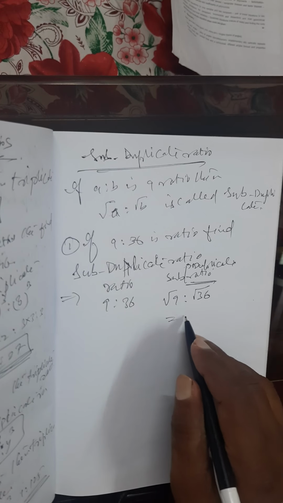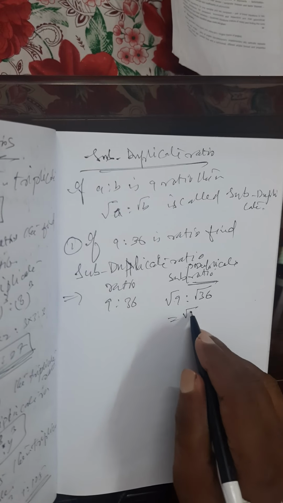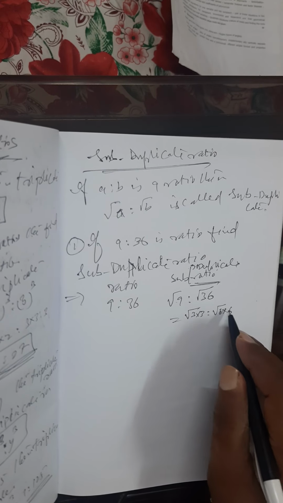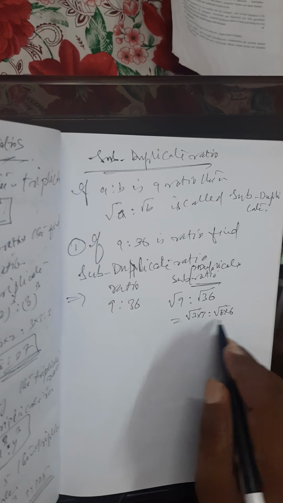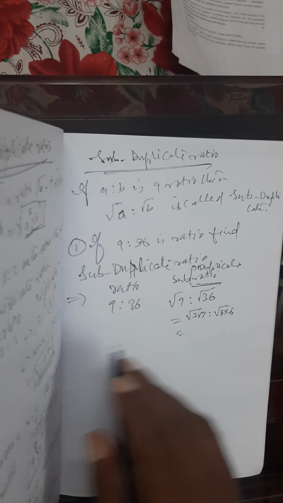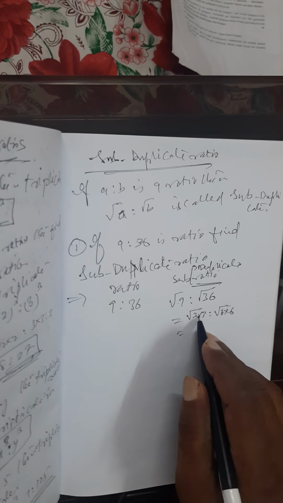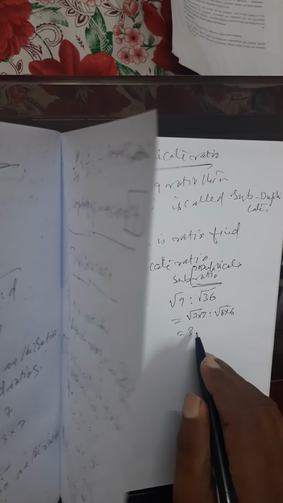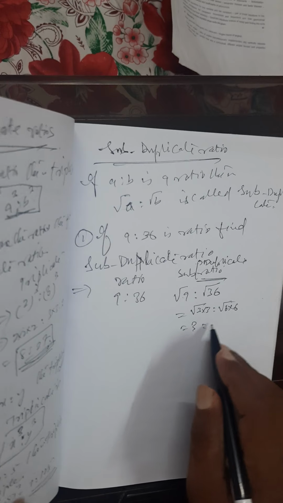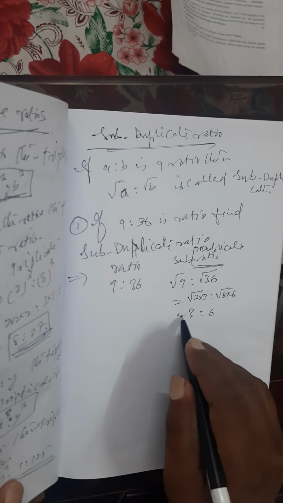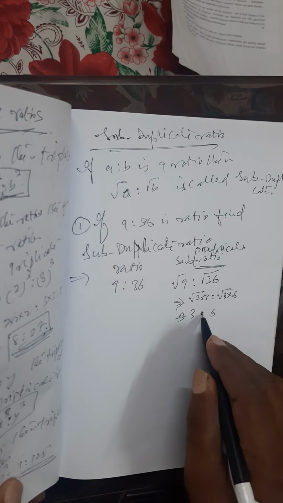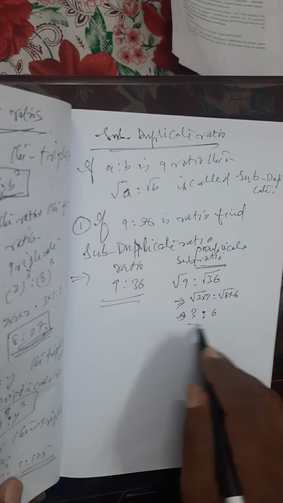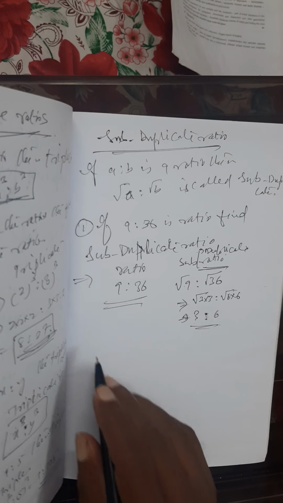So this is nothing but the root of this. We can write 3 is to 6, since 6 into 6 is 36 and 3 into 3 is 9. Whenever there is a square, we take the square root of the square. 3 square and the root get cancelled, so we get 3, and 6 is there, so we have to take one number. This is nothing but 3:6. The subduplicate ratio of this is 3:6.